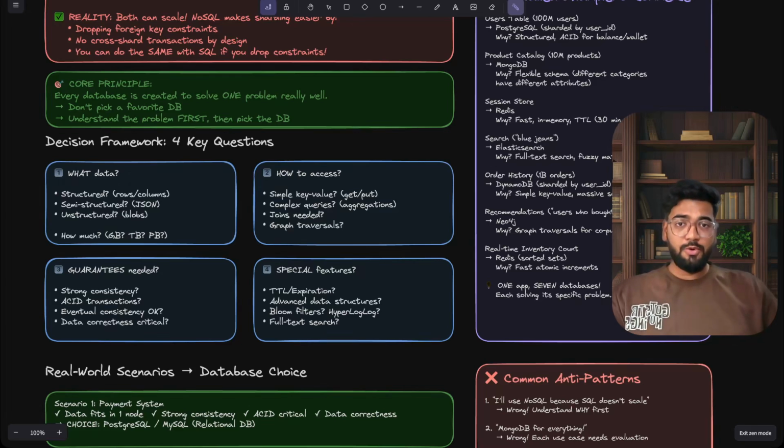Second is how you're going to access it. Is it a simple key value store? Does it require complex queries to get the data that you need? Or do you need some kind of partial queries on your database? Do you need joins, or do you need some complex graph algorithms on your graph? So how you access your database, that is the second point.